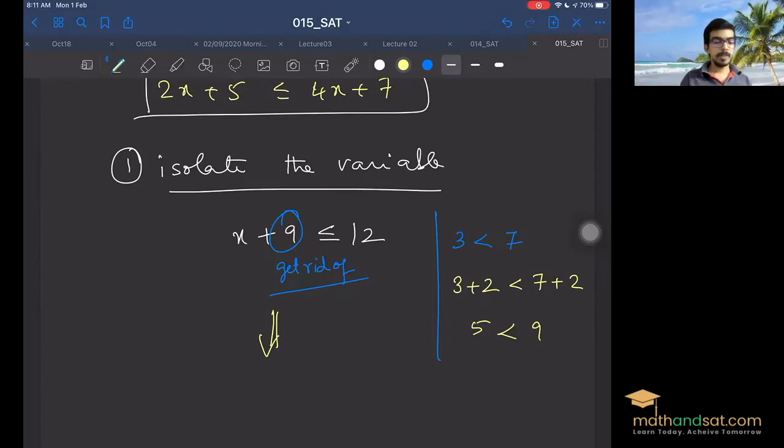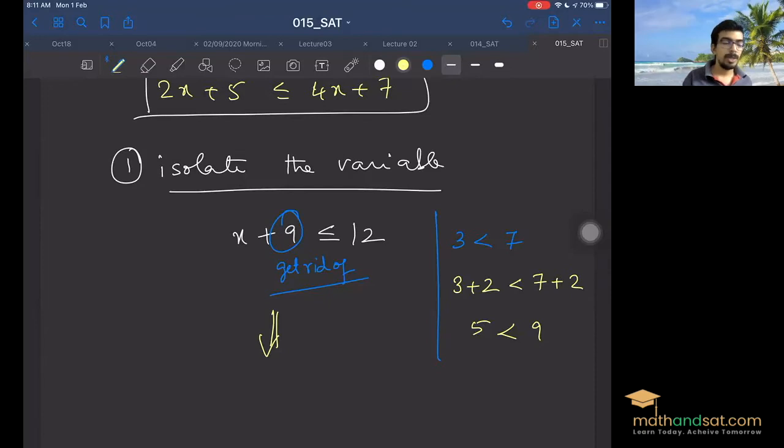Others, please let me know. Please also try to represent it on the number line. Just draw a number line and represent it on the number line so that you have a better picture.